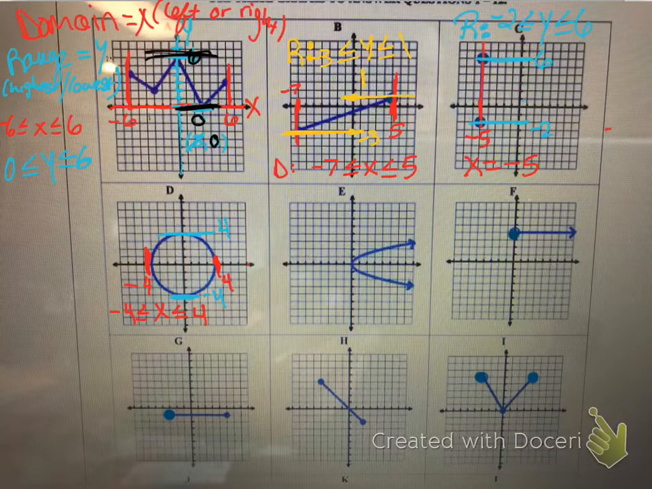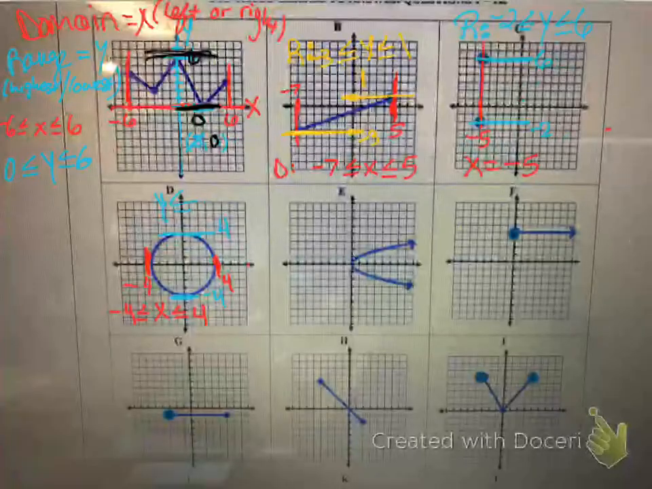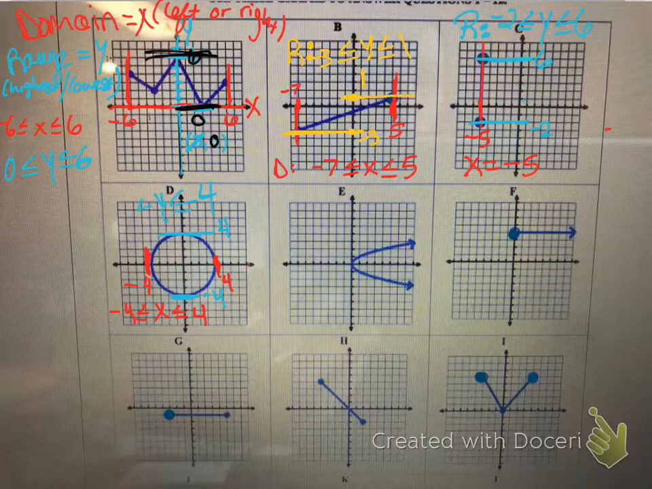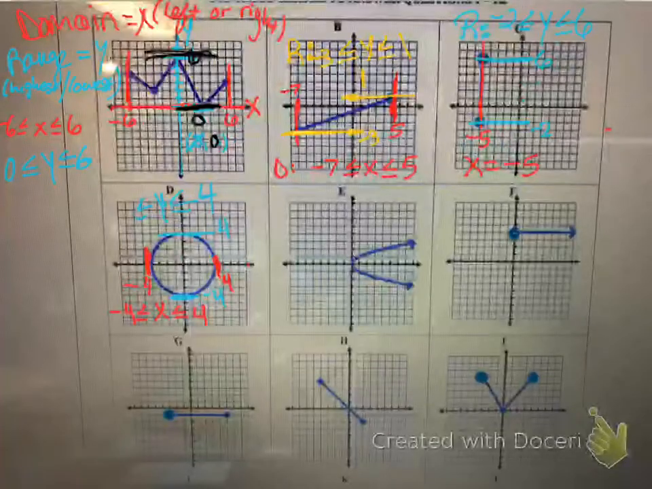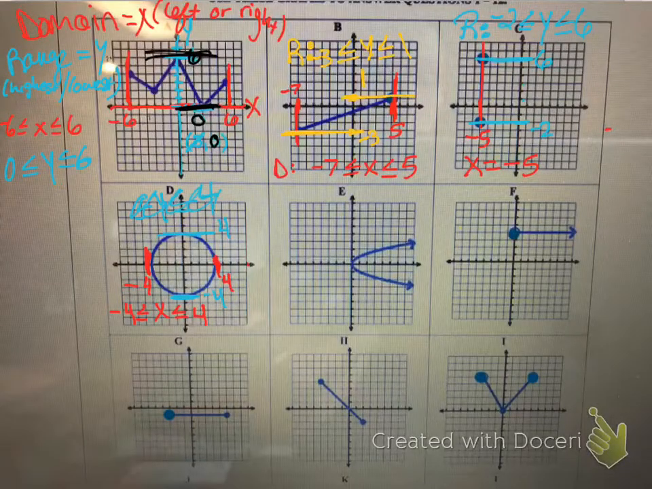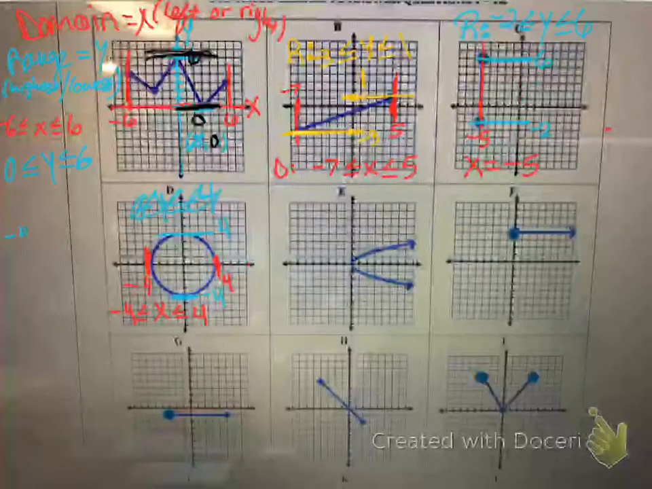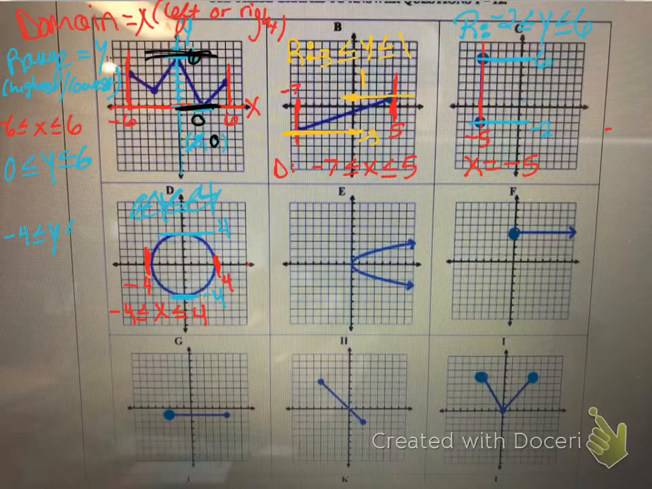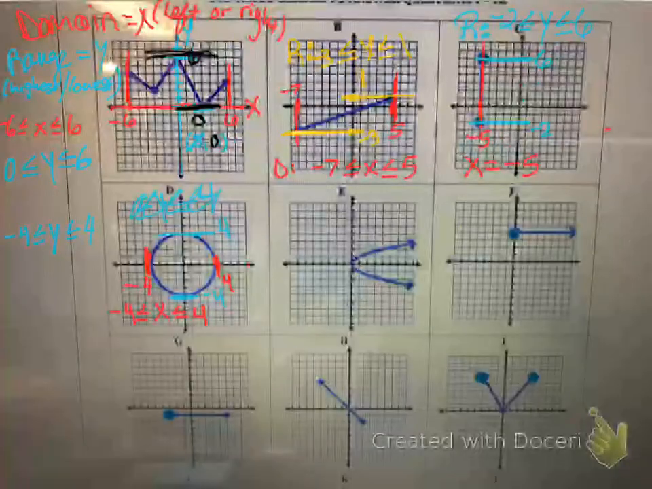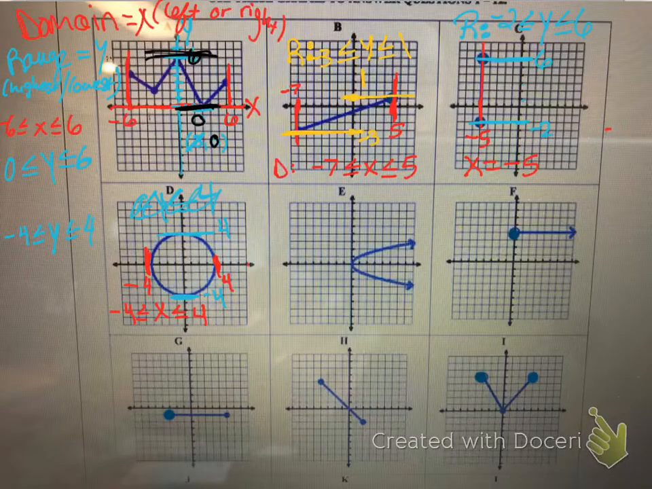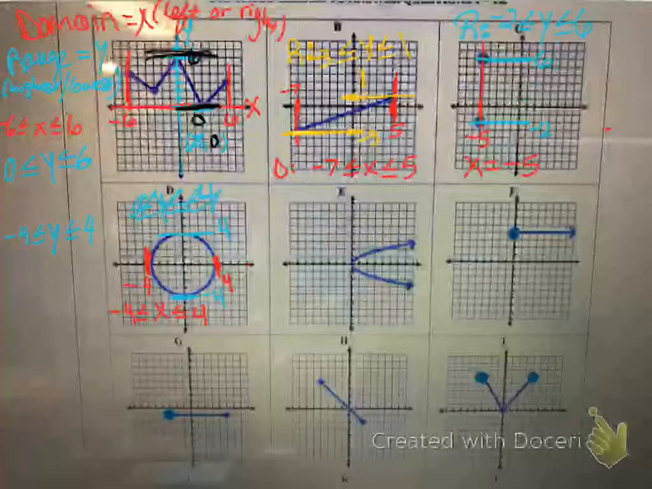So in this case, our domain and range are really, really similar. Here, let's put it on the side where you can actually read it. Okay, so we have -4 less than or equal to y, less than or equal to 4. So that is your domain and range for this little circle.